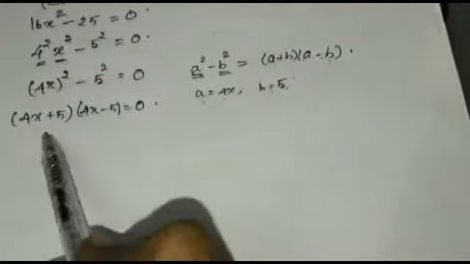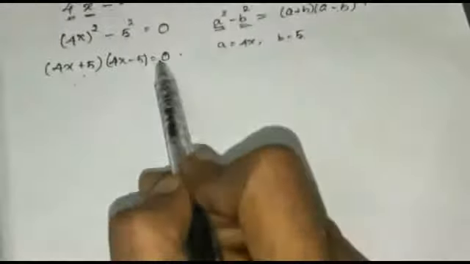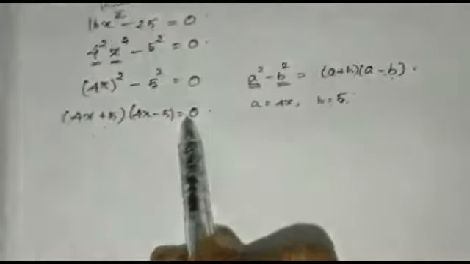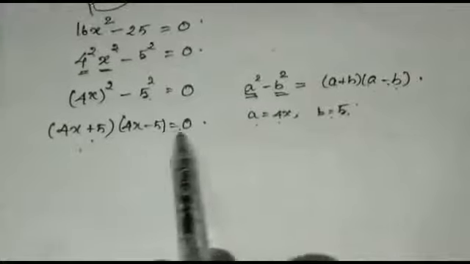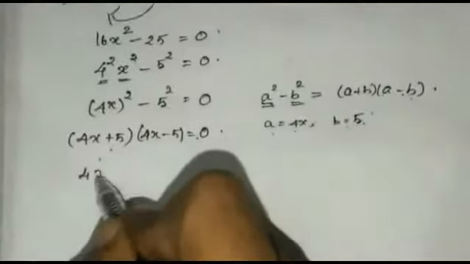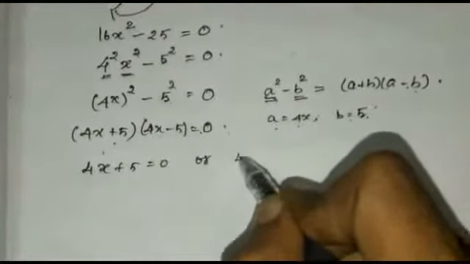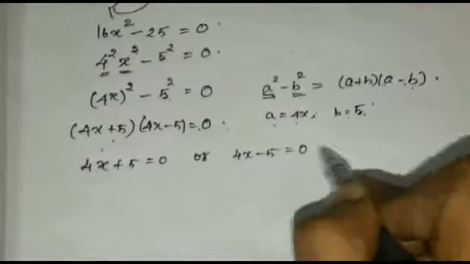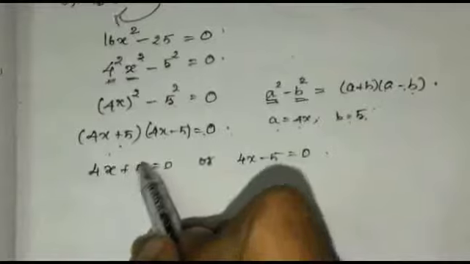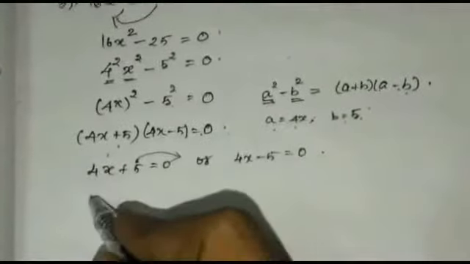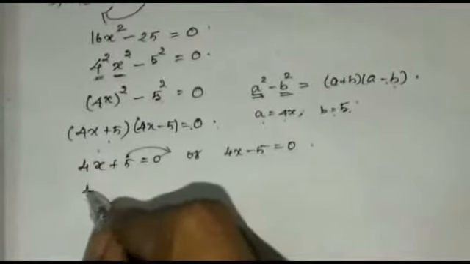Now by the zero product rule, we can equate each factor of the product to 0. So 4x plus 5 is equal to 0, or 4x minus 5 is equal to 0. Then you transpose the value to the other side, and you are able to get the value of x. Transpose 5 to the other side.